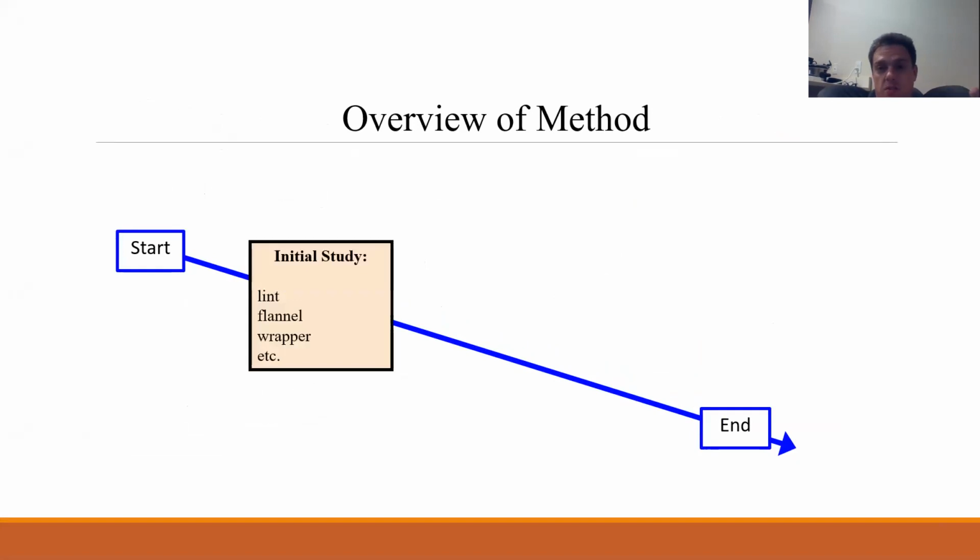You study a list of words, and just to warn you, this example is a little bit different than what we did, which I'll get to next. So what you do typically is you study a list of words: lint, flannel, wrapper, etc. Certainly doesn't have to be words. In fact, we'll talk a bit later about how this works for other kinds of materials.